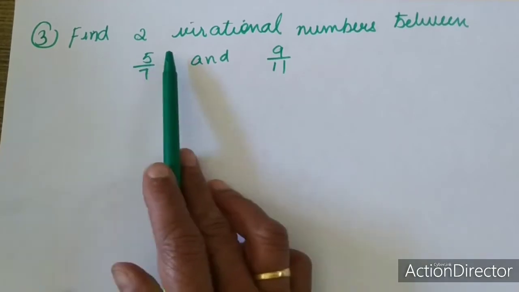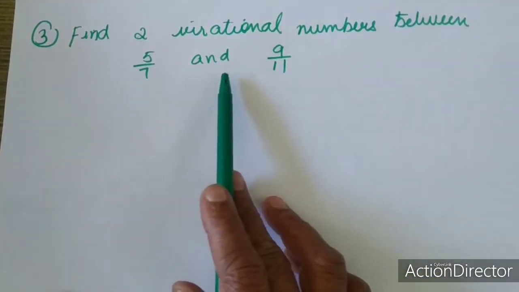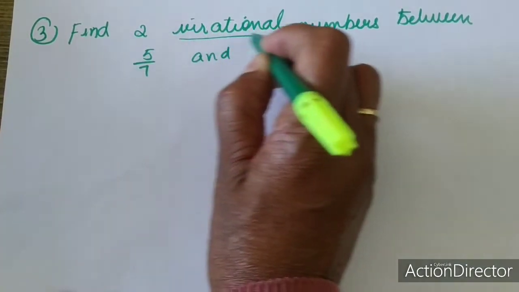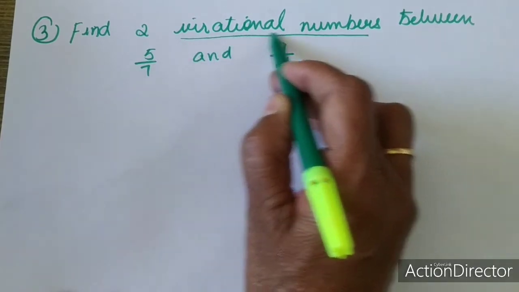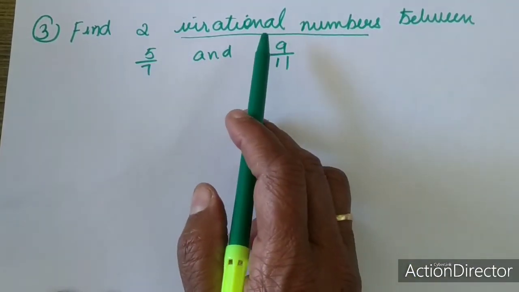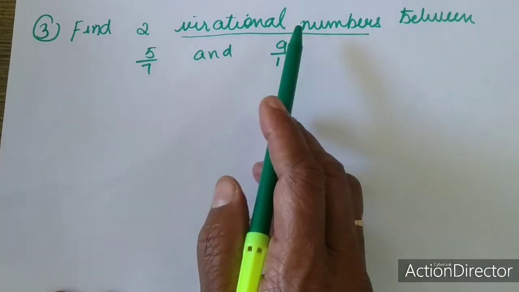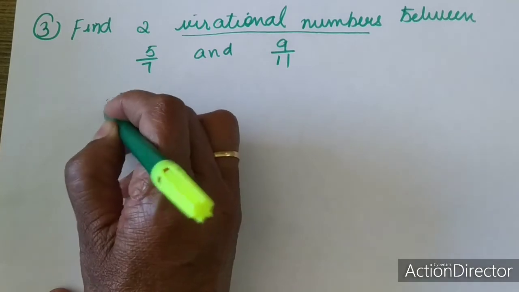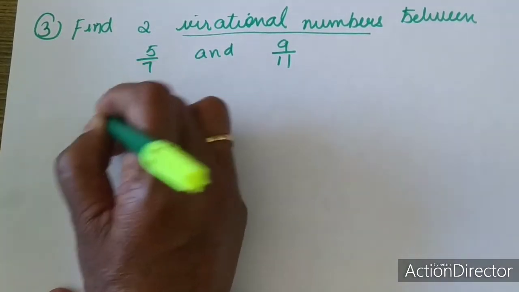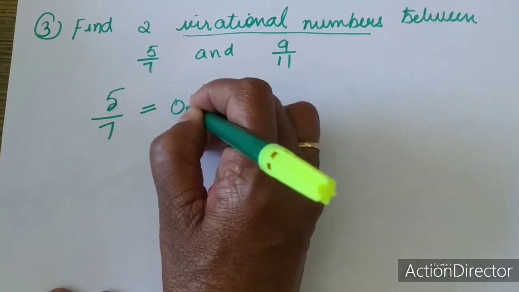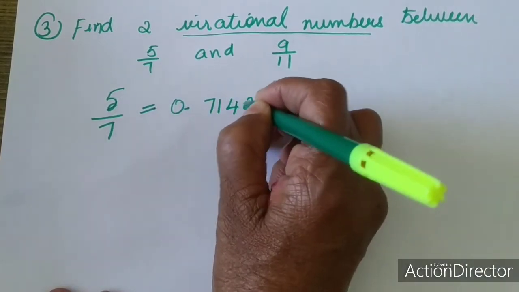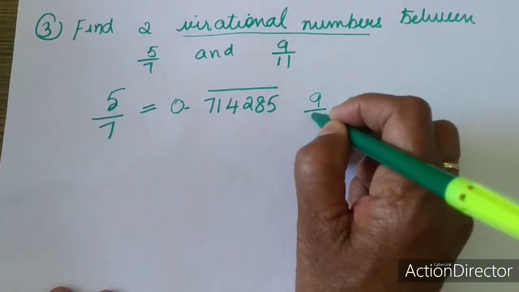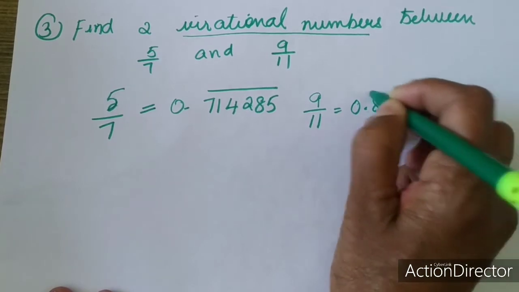Now question number 3. Find two irrational numbers between 5 by 7 and 9 upon 11. So first you have to read the question properly. Find two irrational numbers, so you underline irrational numbers. That means non-repeating and non-terminating numbers, you call it as irrational numbers. For finding this, first I had to find the decimal expansion of 5 by 7. So when I divide 5 by 7, I get 0.714285 bar. And when I divide 9 by 11, I get 0.81 bar.